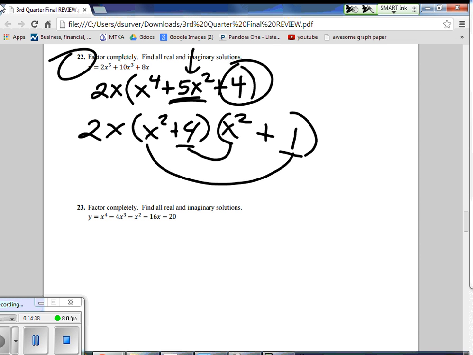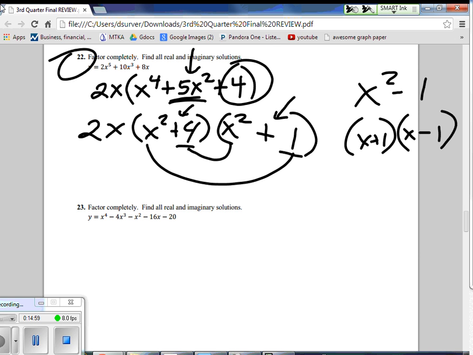Now I have to check for my roots. It says find all real and imaginary roots. And by the way, this one is factored completely. Don't try to factor things that have a plus in them like this, but if that had been x squared minus 1 and x squared minus 4, then they would have factored further. Do you remember that? x squared minus 1 factors into x plus 1, x minus 1. Remember that pattern?